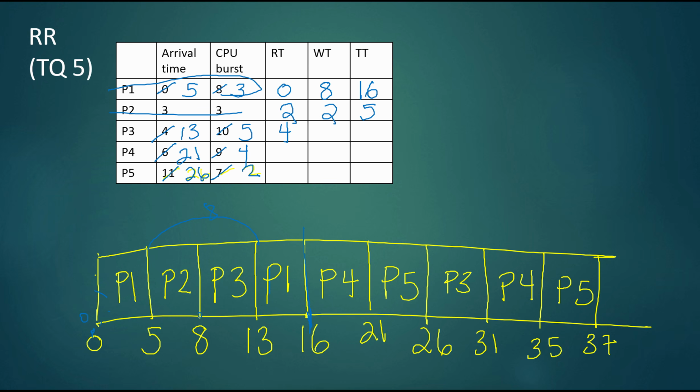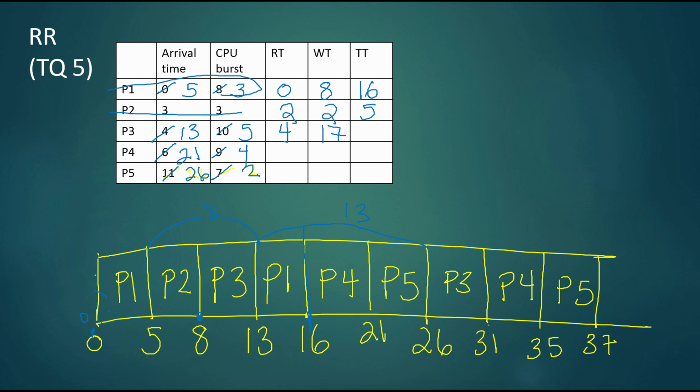So P3 to get here waited 4 time units, and then P3 got preempted and had to wait all this other time, which was then 13 more time units. So P3's wait time is going to be 4 time units plus the additional 13 time units. So P3 waited a total of 17 time units.